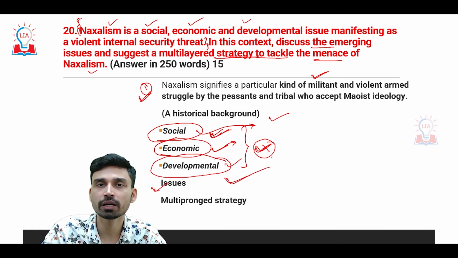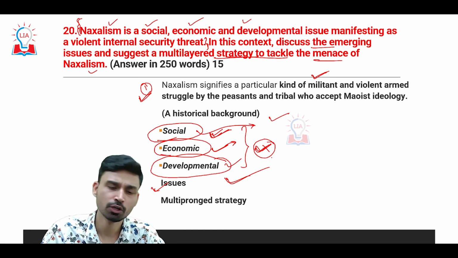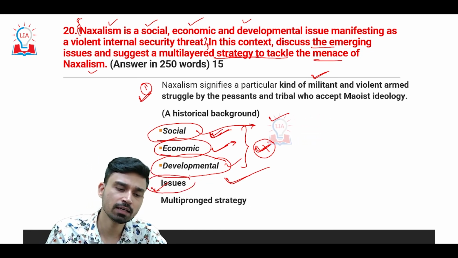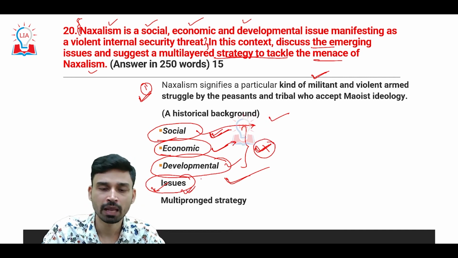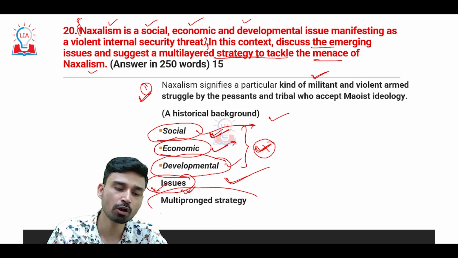Apart from that, they also directly cause a security threat because they have engaged in a lot of violent activities, such as in 2010 when 76 CRPF and police personnel were killed in the Dantewara district. Then recently in 2015-16 again we have violent activities in the Sukma region of Chhattisgarh. All these you could mention as issues that have emerged as a result of Naxalism. And finally, you have to talk about the multi-pronged strategy.